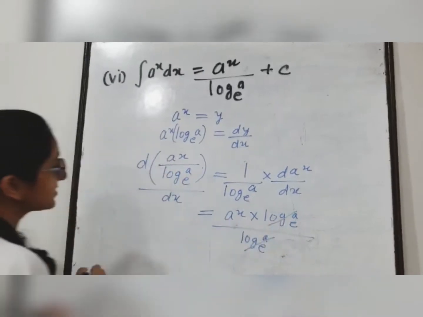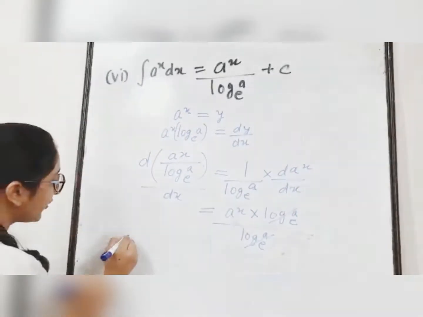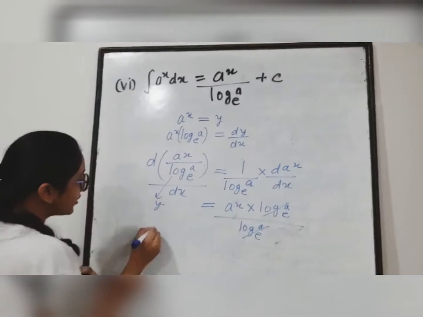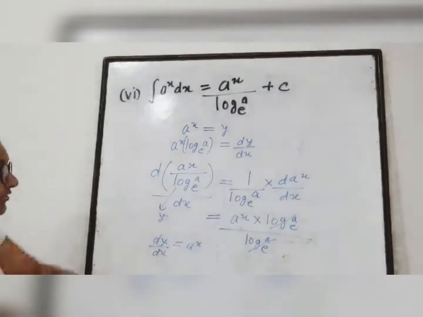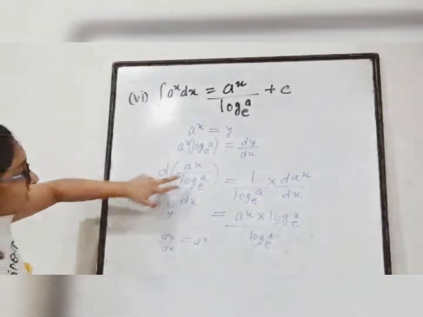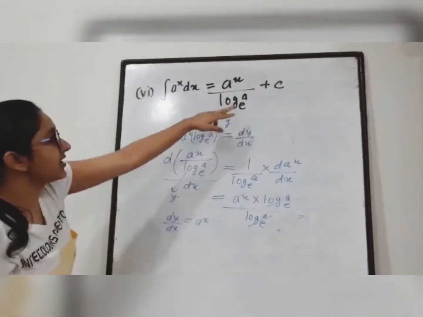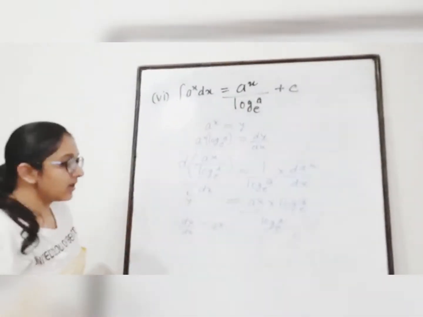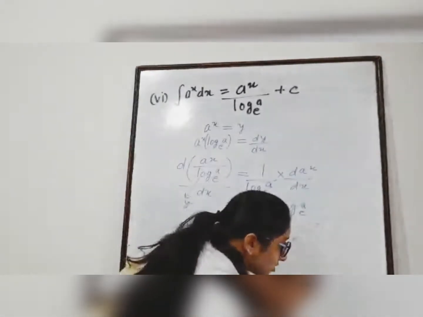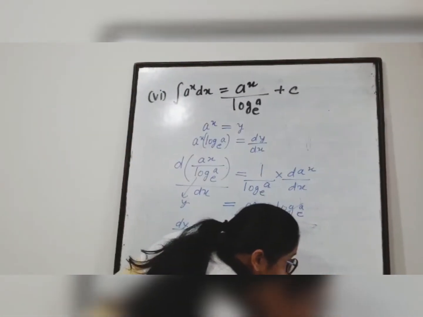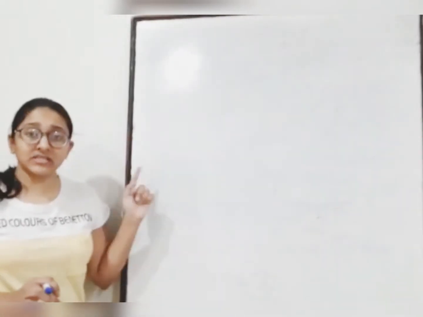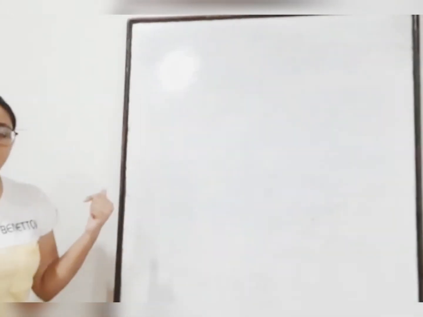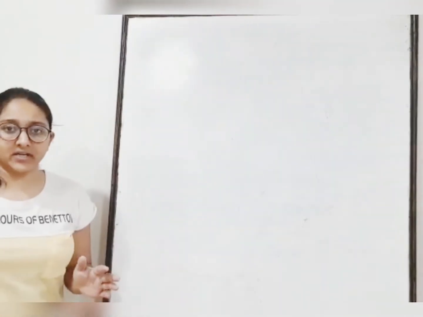This and this will be cancelled. Let's say this is y, so differentiation of y with respect to x is a to the power x, and if we integrate a to the power x, we get the same function, that is a to the power x divided by log a to the base e plus c. Always remember to put the constant of integration whenever you solve any problem. Now, if you want to master integration, then you have to remember the 6 basic formulas which I taught just now, and you have to do a lot of practice.